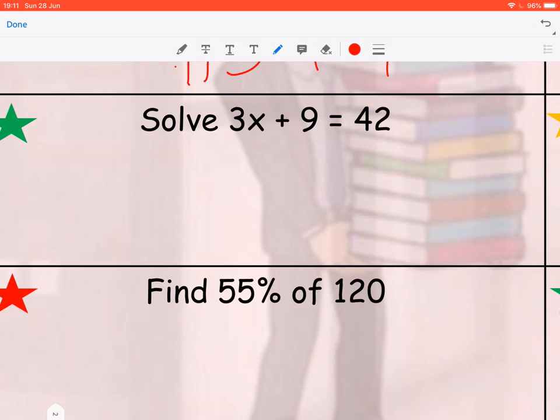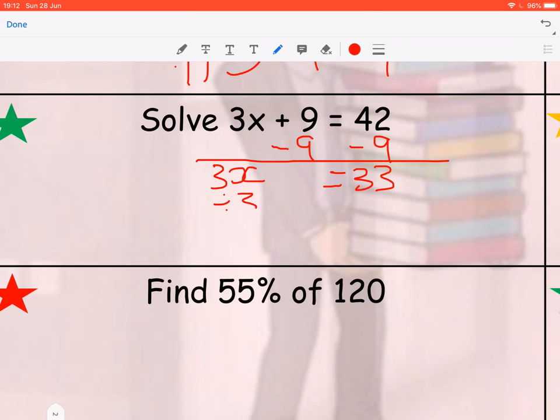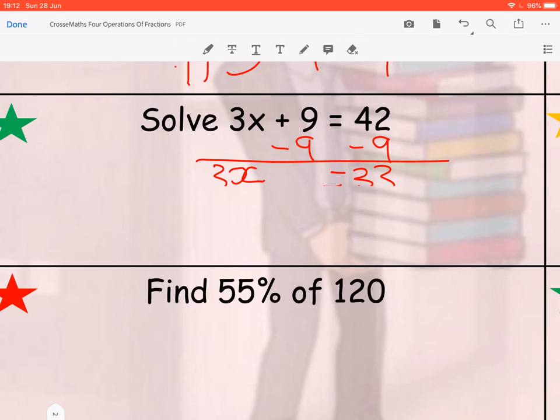So plus 9, I'm going to take away 9 to both sides. Okay? 3x moves straight down because there's nothing underneath it. Plus 9 minus 9 gives me nothing. 42 take away 9 is 33. Then if I want to get x on its own, I've got to divide by 3 now. Because I've got 3 times x, and all I want is 1x. So 3x divided by 3 gives me 1x. 33 divided by 3 leaves me with 11. So I know x is 11.